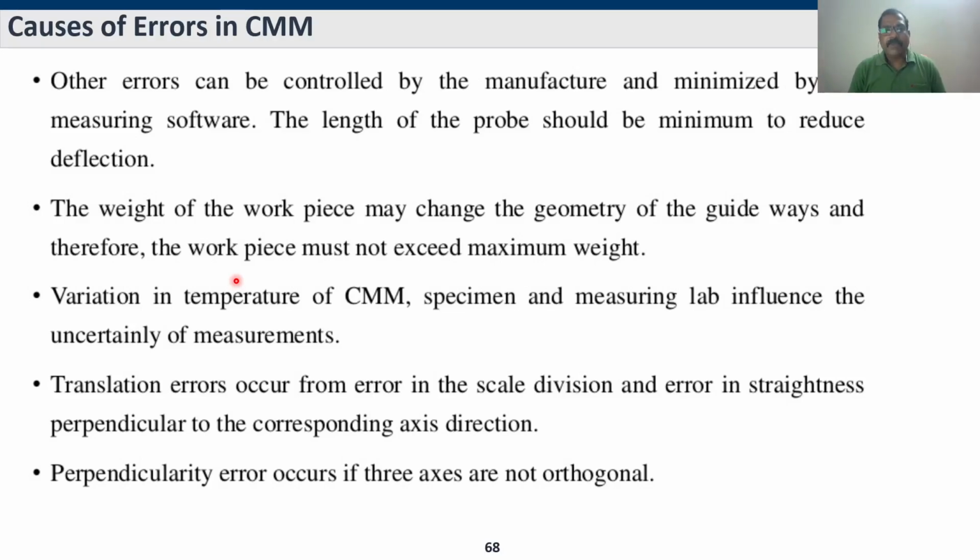Then variation in the temperature or the humidity factors will create errors. Then perpendicularity occurs in three axes. As I said, X, Y, Z, each should have perpendicularity, orthogonality. If one goes wrong, even though the others are maintained properly, if any one of the axes goes wrong, all measurement goes wrong. So we have to ensure that in the CMM. So that is what causes errors.